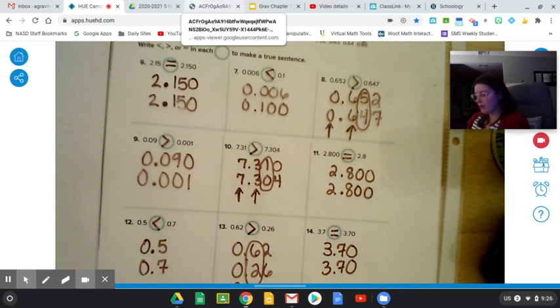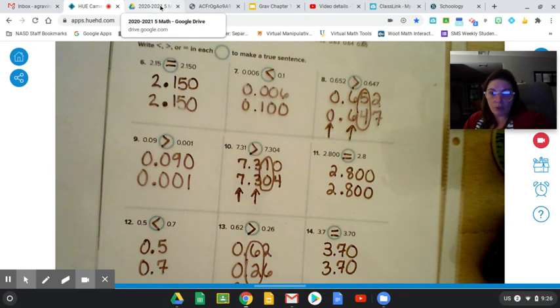All right, I hope that helped you with comparing decimals. Remember that the place value chart is a good friend and it can really help you to understand decimals.